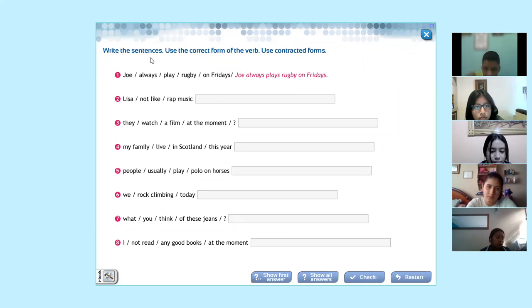Write the sentences, use the correct form of the verb, use contracting forms. Now we are going to read the information. Okay, look at the example. Read the example, Melanie, please.